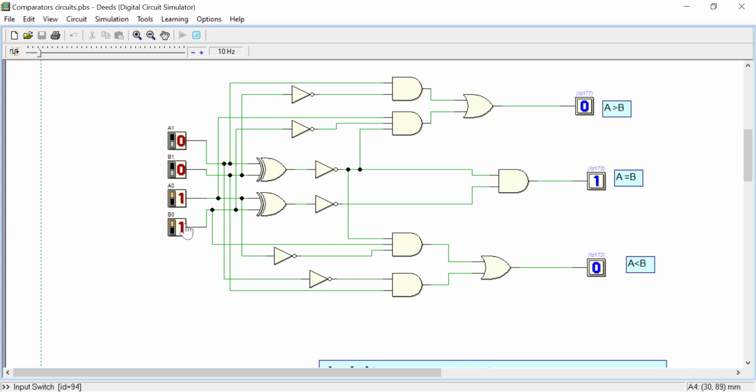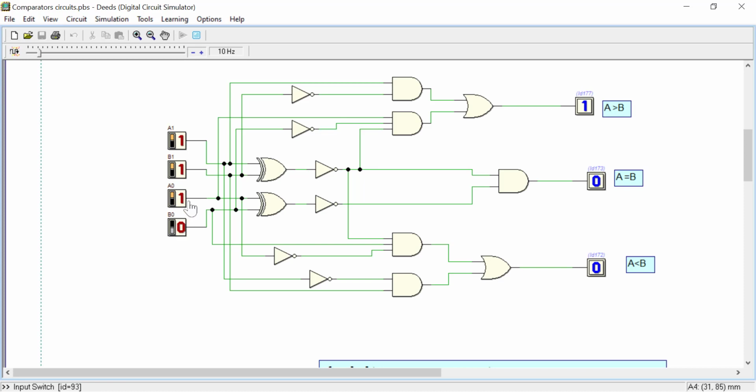Let's make b bit 0 as 0. Let's make a1 is 1. A greater than b is enabled. Let's make a1 and b1 the same and make a0 as 1. In this case your a1 and b1 are 1, but if you compare a0 and b0, your a0 is greater than b0, so a greater than b will be enabled.